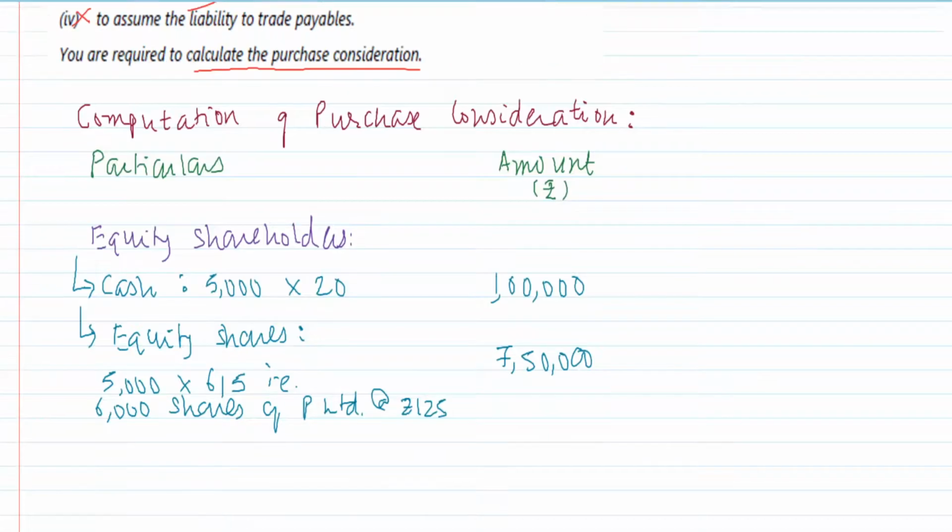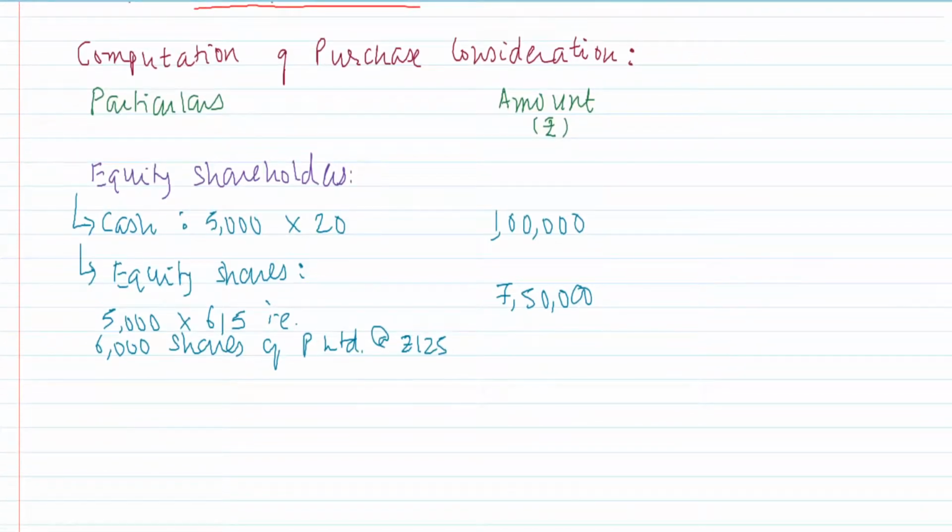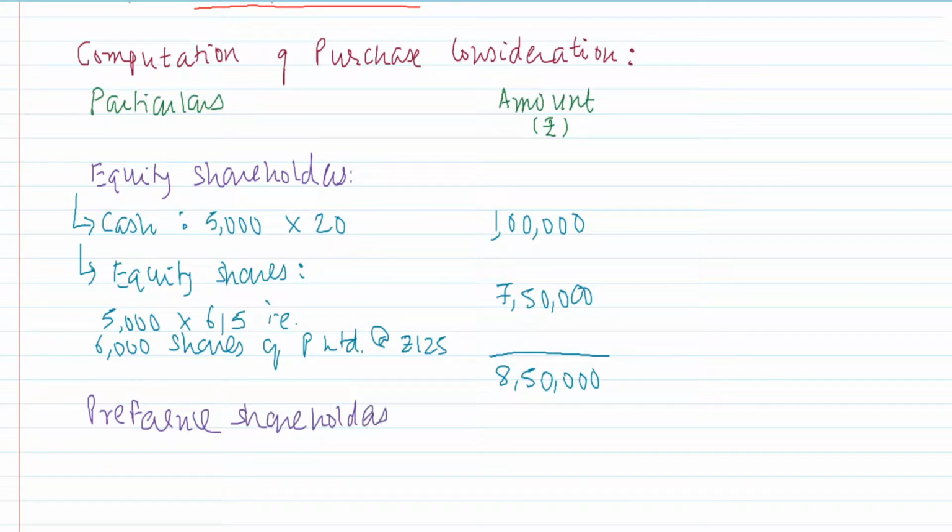So equity shares worth 7,50,000. I'm just taking an intermittent total, that's it. We are giving equity shareholders something worth 8,50,000. Next, we will like to know how much we are paying to the preference shareholders. What we are paying to the preference shareholders.